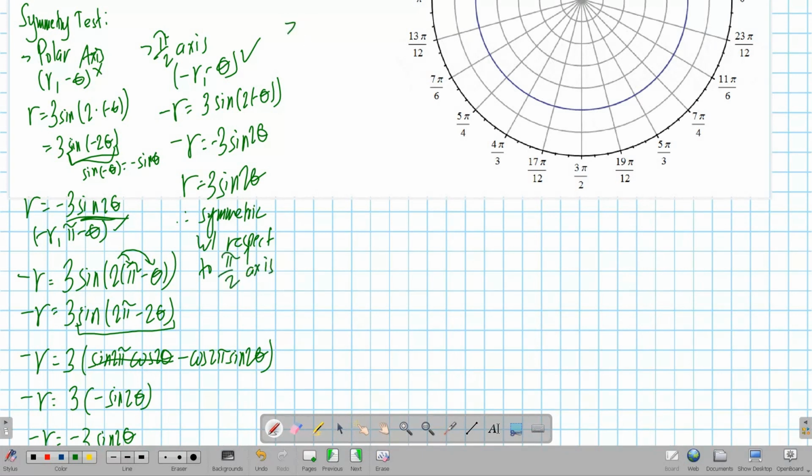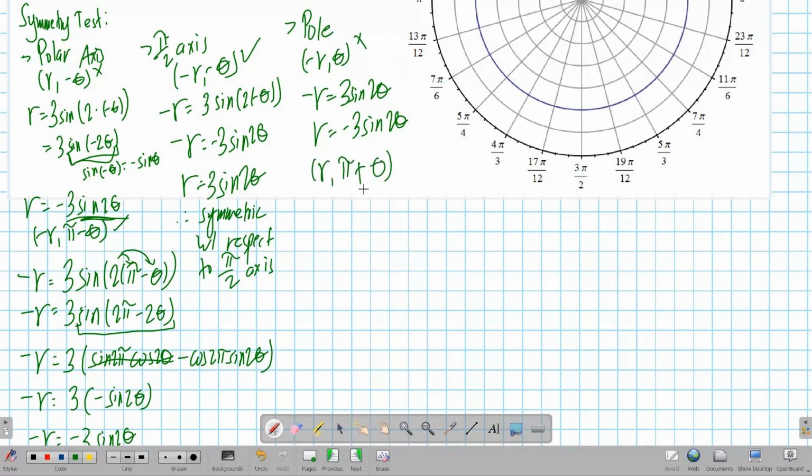Now, let's check if it's symmetric with respect to the pole. First, let's check negative r, theta, which is quite easy. That's negative r is equal to 3 sine 2 theta. r would then be equal to negative 3 sine 2 theta. Not the same as the original.